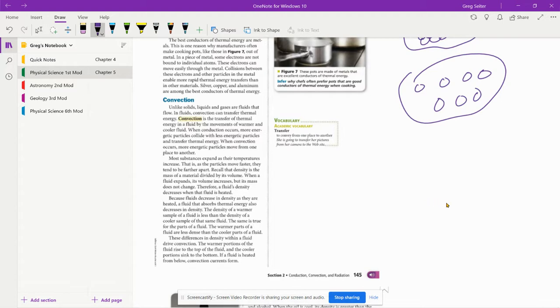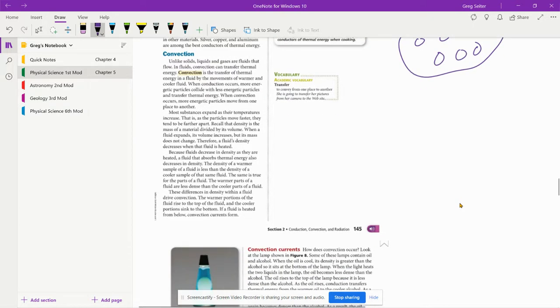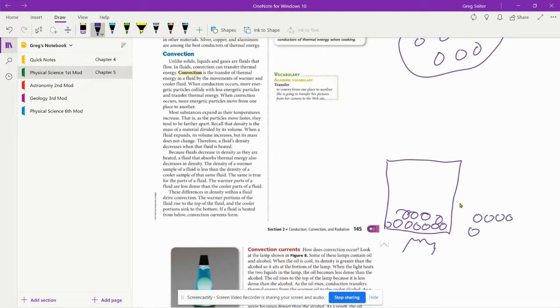Convection. Convection is a transfer of thermal energy in a fluid. Now, what happens in convection and convection currents? All right. I'm going to draw a little beaker here. I'm going to put some particles down in here. And we'll draw a little flame here, heating it up. As an object heats up, it expands. Okay. And as it expands, that means the particles that are originally like this are now like this. This warmer liquid, where the particles are spread out farther, is going to rise to the surface.